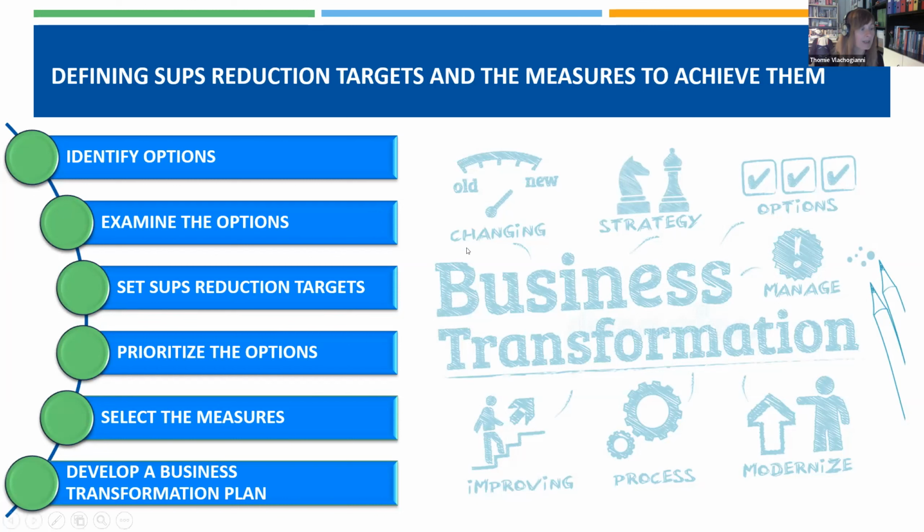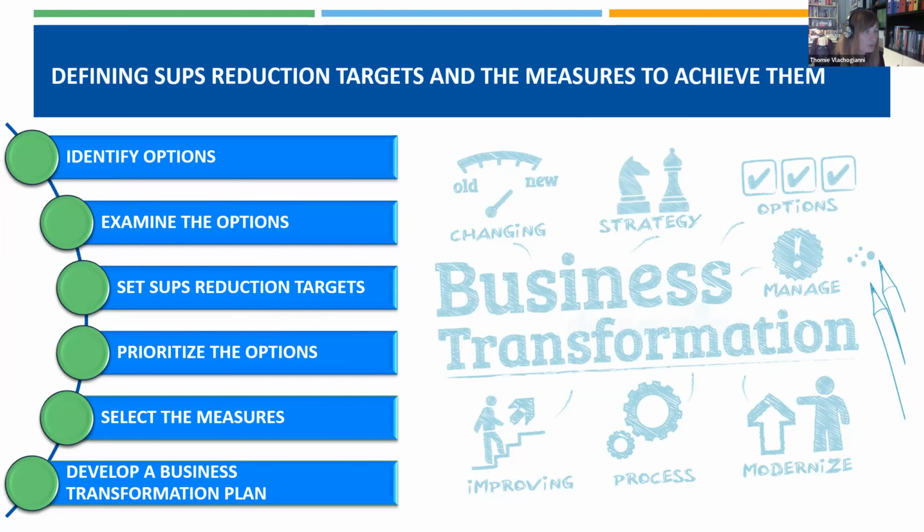So basically, in order to reach the ultimate business transformation plan, these are the kind of steps that need to be undertaken. So one is to identify the options, the alternatives, the measures that should be implemented, to examine these options one by one.